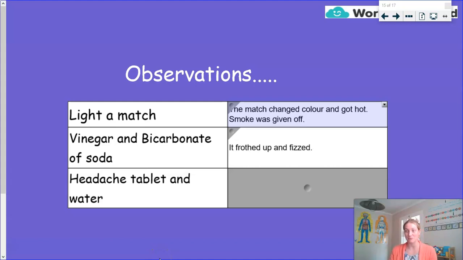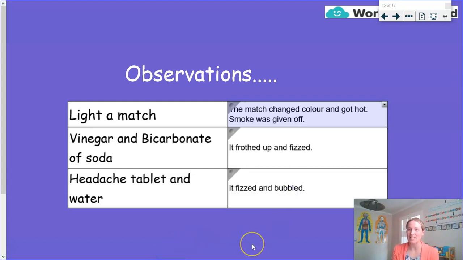You may have said it was very explosive. It frothed up quite a bit, didn't it? In fact, just so you know, I actually use it quite a lot in cleaning. If you want to clean a sink that's blocked, I pour vinegar and put some bicarb down. And then a headache tablet in water, it fizzed and bubbled and eventually dissolved. Okay, so those are your observations from those 3 demonstrations of chemical changes. Now remember, those are the changes that are irreversible.